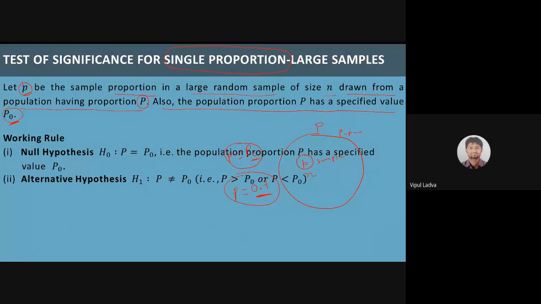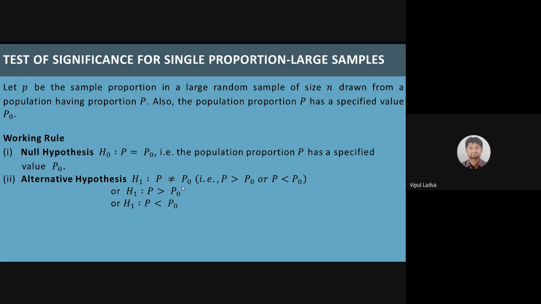Our alternative hypothesis might be one directional, or it might be two directional. When I say one directional, I mean a one tail test, which might be a left tail test or a right tail test. If P is less than P naught, we are dealing with the left tail test. If P is greater than P naught, we are dealing with the right tail test. And if P is not equal to P naught, we are dealing with the two tail test.